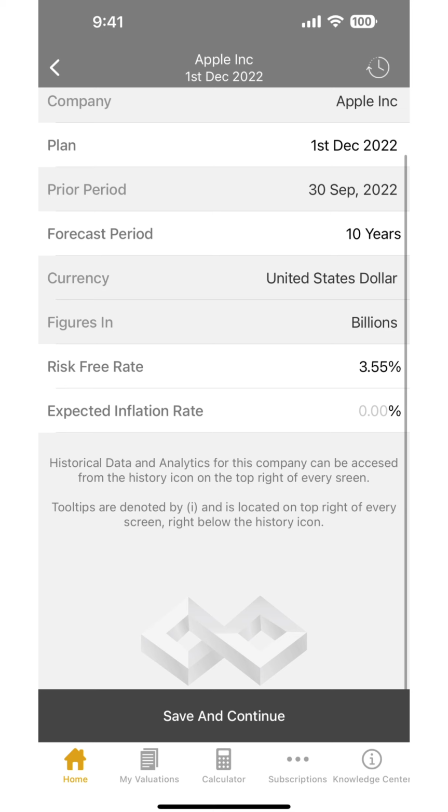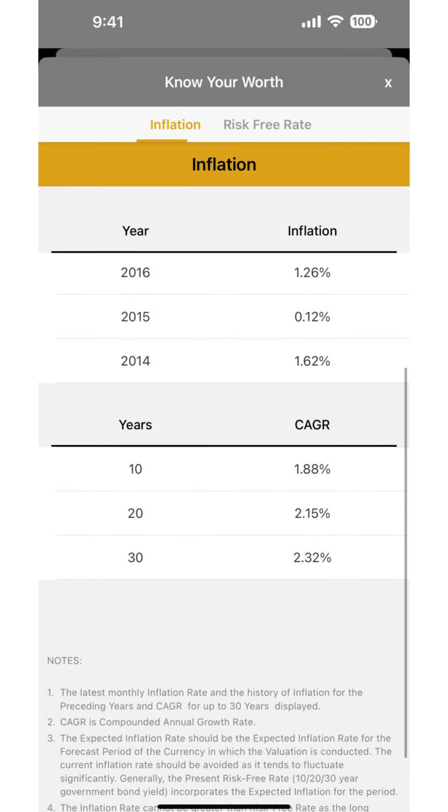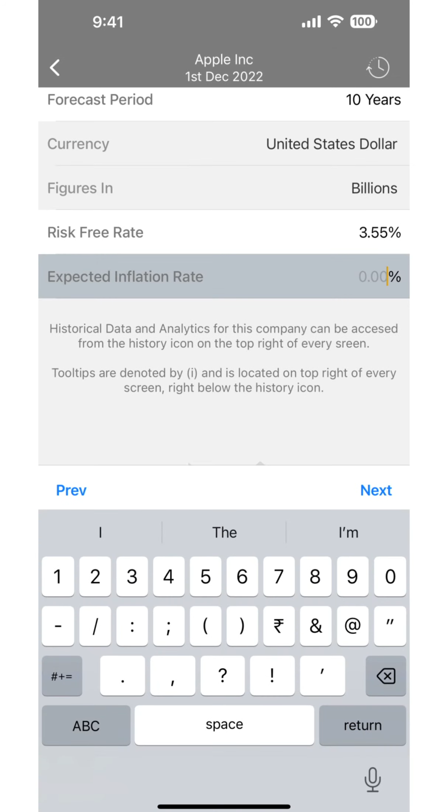For risk-free rate, the latest 10-year Treasury bond yield is pre-filled at 3.55%, but is open for edit. The user may click the History icon to check the date and yield. You will need to enter the inflation rate expected during the forecast period. Ensure that the risk-free rate is greater than the expected inflation rate, as generally, the long-term Treasury rate incorporates the expected inflation rate. The user may click the History icon to check the history and compounded annual growth rate of inflation. Here, we take 3.25% as the expected inflation rate during the forecast period.